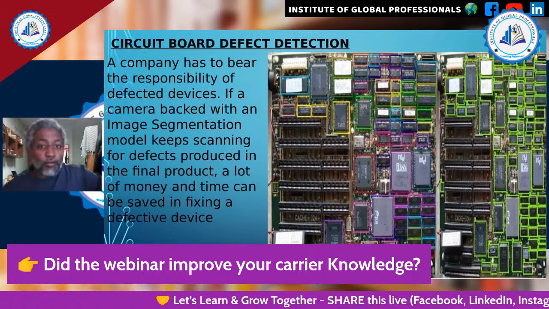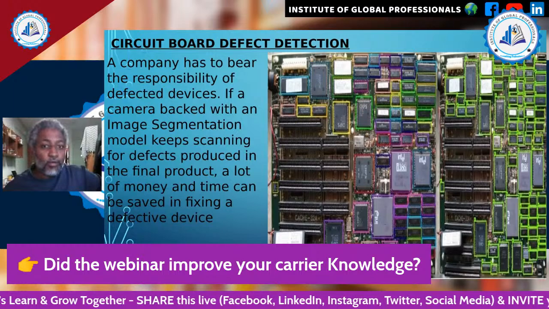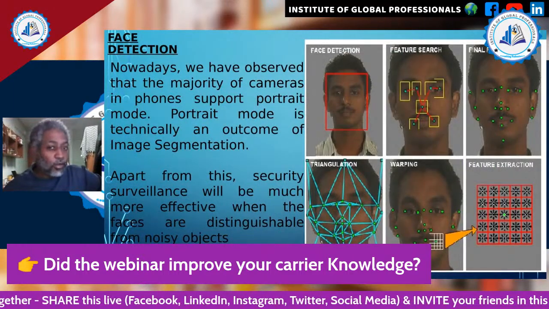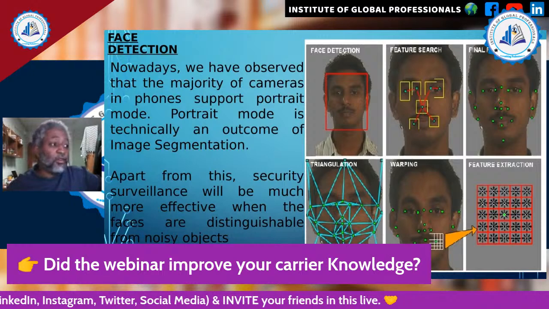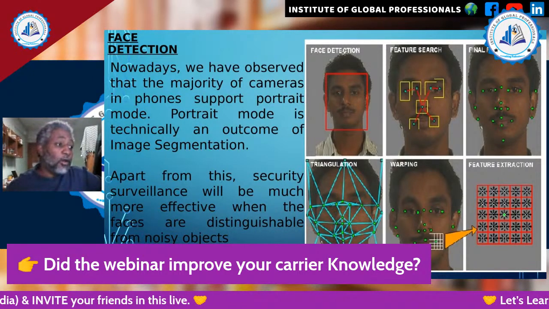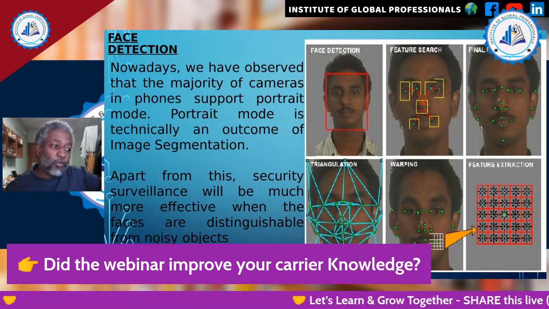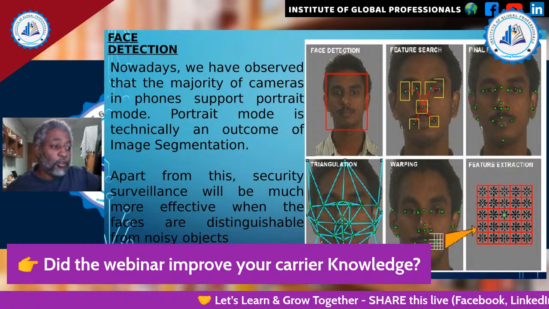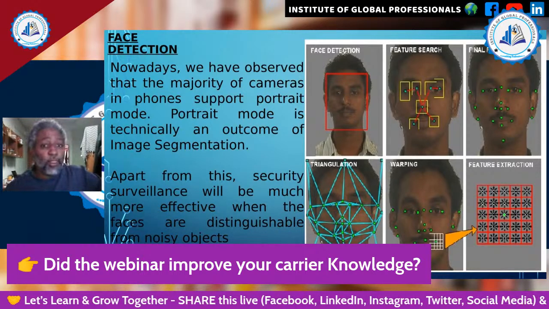Then we have face detection, which I didn't talk about. Nowadays, we have observed that the majority of cameras and phones support portrait mode. Portrait mode is technically an outcome of image segmentation. Apart from this, security surveillance will be much more effective when the faces are distinguishable from noisy objects.